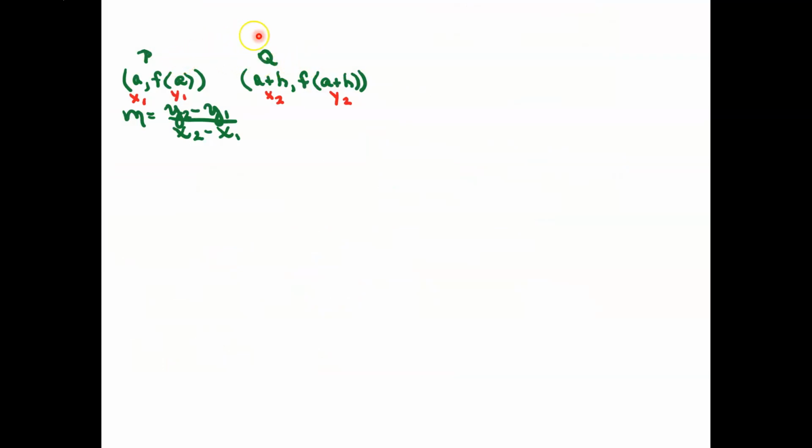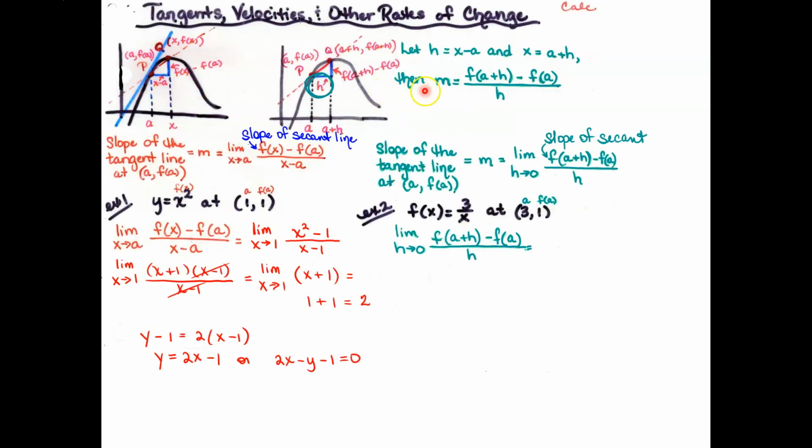All right, so there's our (A, F of A) and our (A plus H, F of A plus H). So if we do Y2 minus Y1, that's going to be F of A plus H minus F of A over X2 minus X1. X2 was A plus H and X1 was A. We could simplify the A's in the denominator, and that will leave us with F of A plus H minus F of A divided by H for the slope of our secant line. And so that's what you'll see right here. Slope of the secant line, F of A plus H minus F of A divided by H.